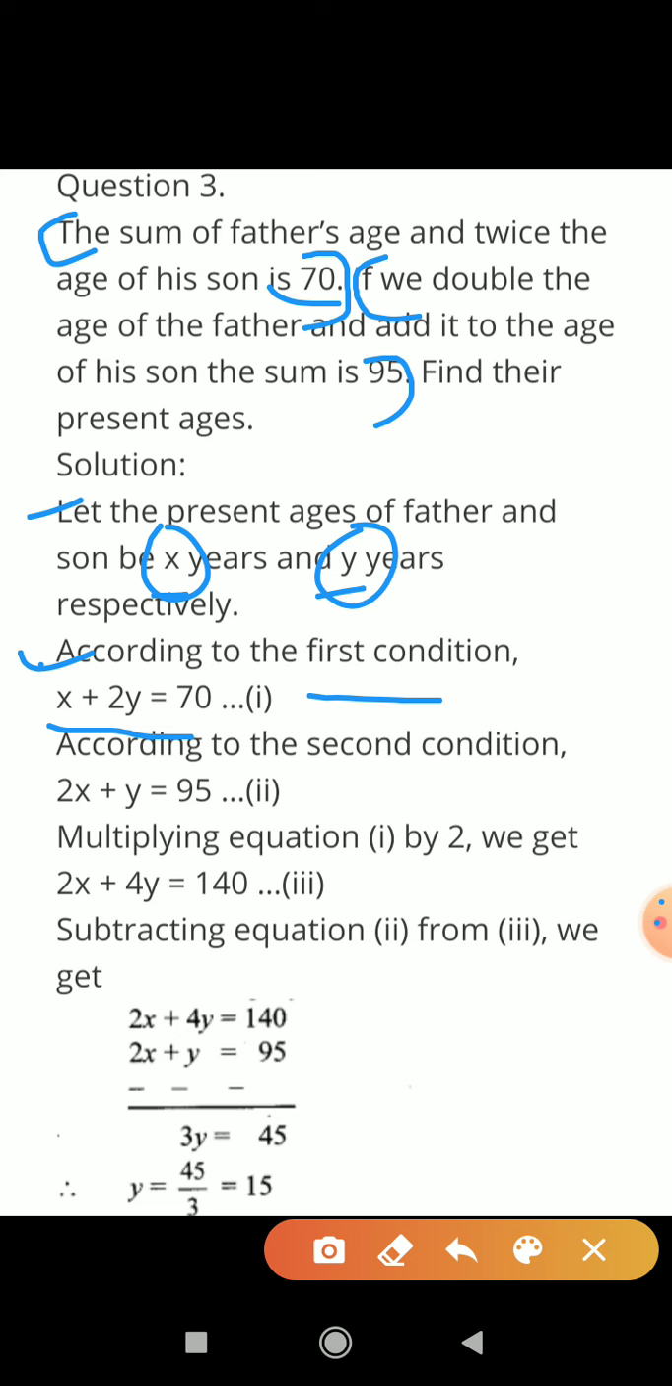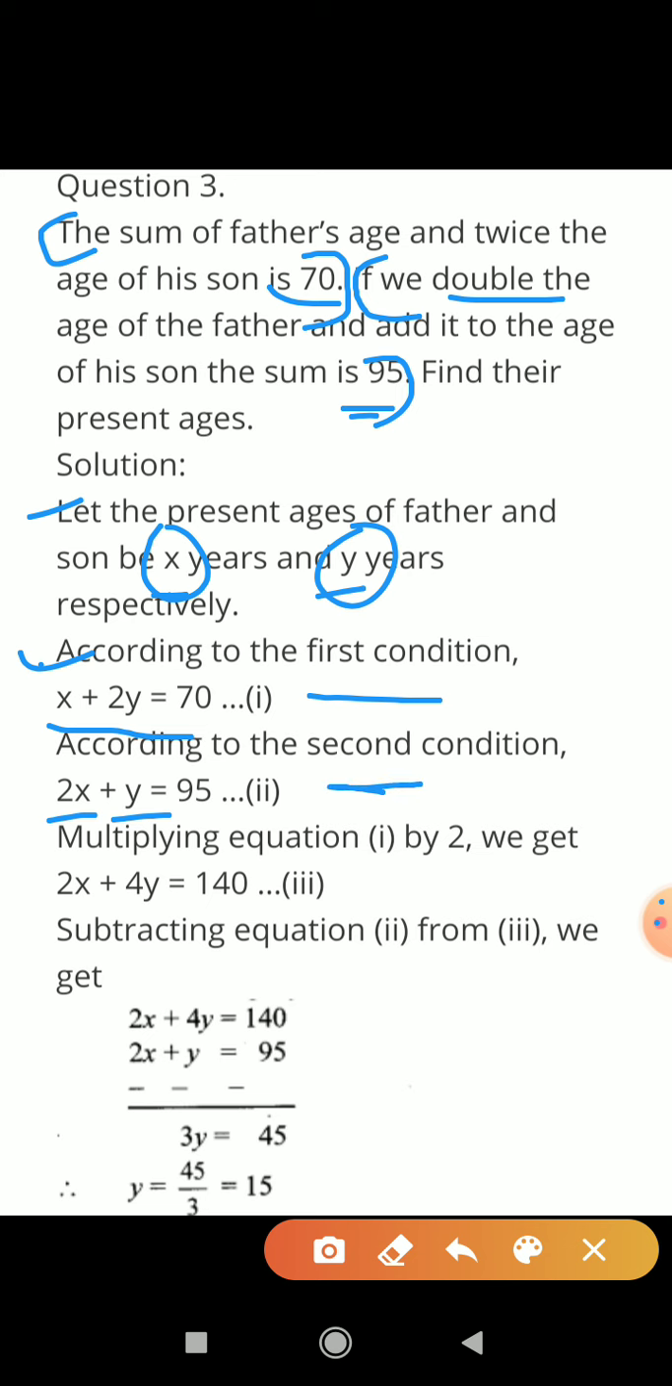Second condition: double the age of father. If we double the age of father, we get twice x, and add it to the age of his son. So add the age of son, son's age is y, so twice x plus y, and their addition becomes 95. So this is equal to 95. This is equation number 2.